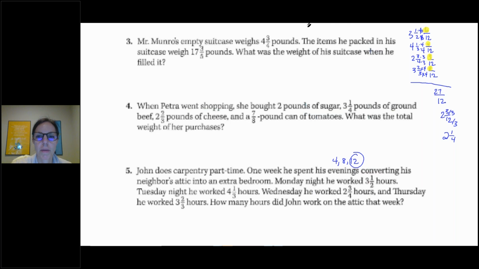Let me get my little green pen. I'm going to circle all my whole numbers. Here's 1, here's 1, here's 1, here's 1, and here's 1. So add all of those whole numbers together. What do you get? 14 and 1/4 hours. You got it. Whew.